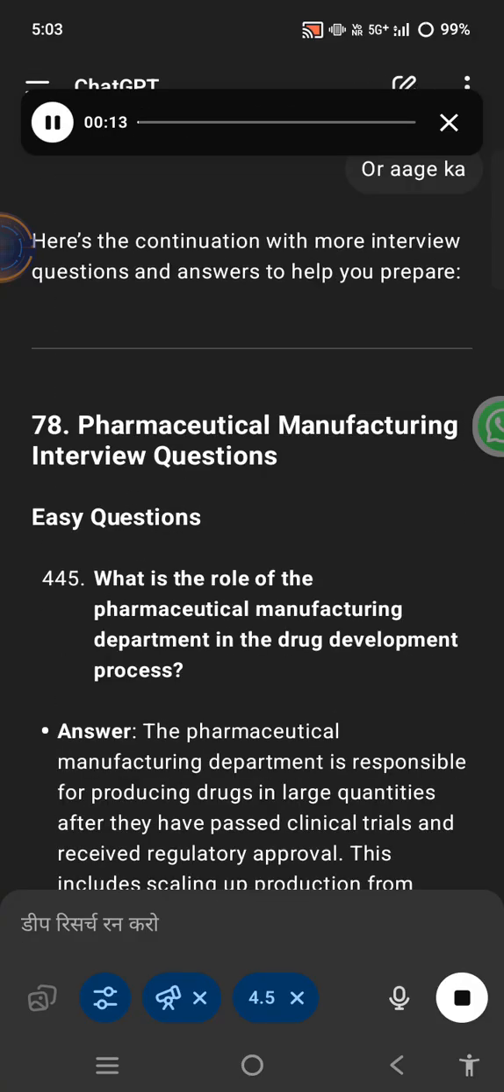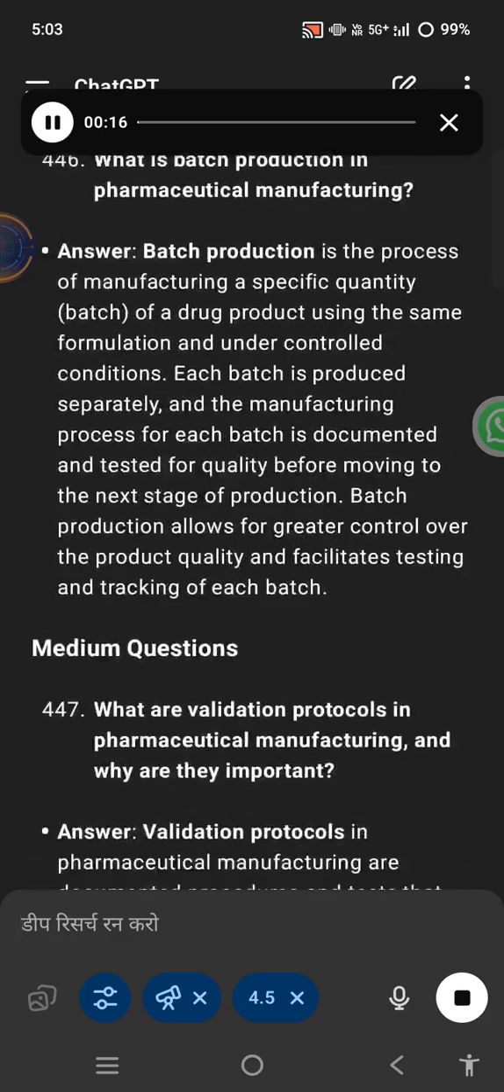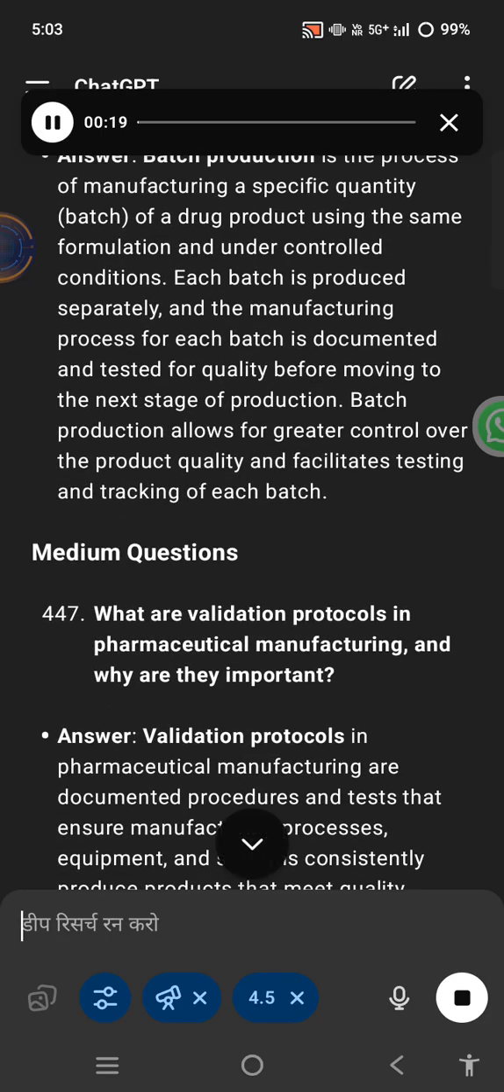427. What are the key responsibilities of a quality control (QC) department in a pharmaceutical company? Answer. The key responsibilities of the QC department include testing and ensuring the quality of raw materials, in-process materials, and finished products. This includes conducting physical, chemical, and microbiological tests to ensure that products meet the required specifications. The department also ensures compliance with GMP regulations and manages the release of products for sale by ensuring they are safe and effective.